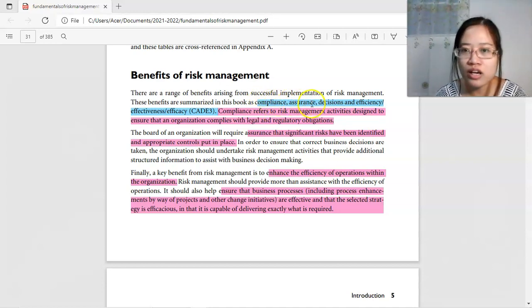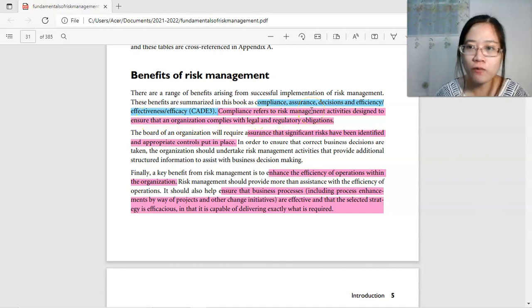And then yung assurance, in a way, you'd like to know that you are indeed compliant with the laws and regulations. Tapos yung assurance ba na you're doing well as a company. Okay? You are performing well and you are contributing to the economy. Okay? Tapos you have your decisions and efficiency and effectiveness or efficacy.